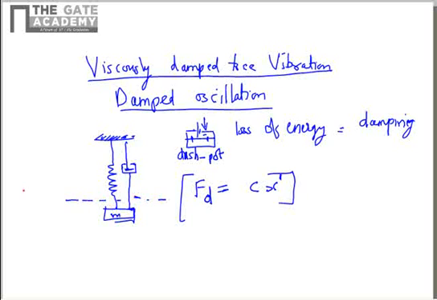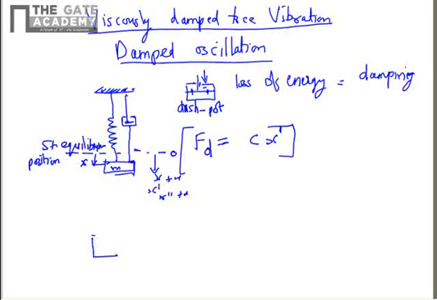Let's say this is a static equilibrium position, and the mass is deflected x from the static equilibrium position, and x is positive downwards. So x dash and x double dash are also positive downwards. So we will draw the free body diagram for the mass m. If you consider mass m in isolation, it is shifted x from the static equilibrium position.